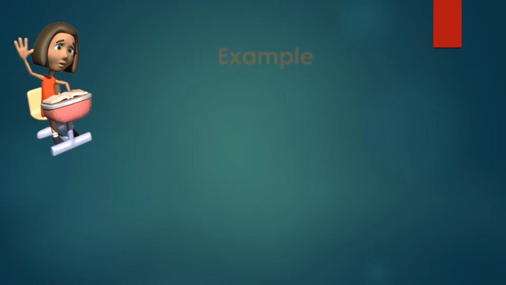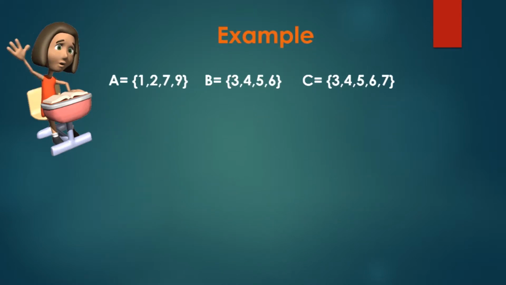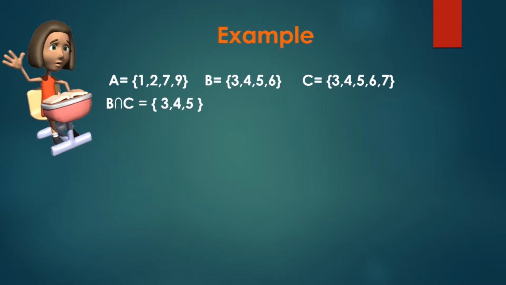For example, if set A has 1, 2, 7 and 9, set B has 3, 4, 5 and 6, and set C has 3, 4, 5, 6 and 7 as elements, then B intersection C is 3, 4, 5 and 6. And also A intersection B has no elements, that is, A intersection B is a null set.